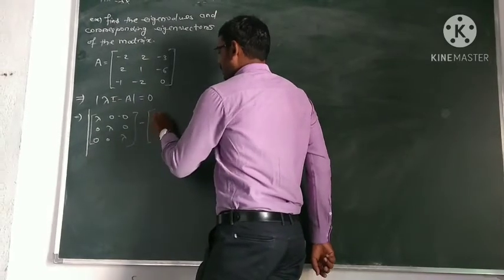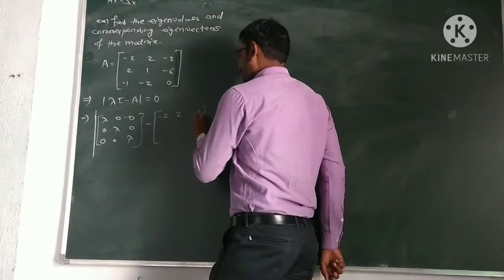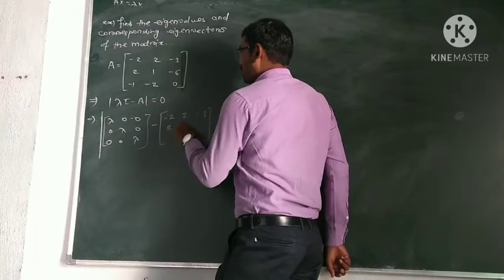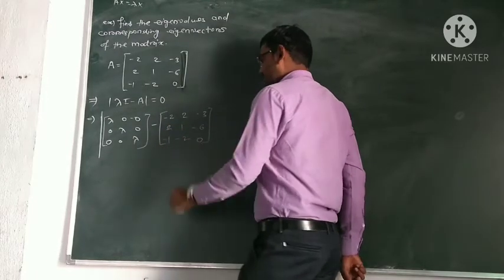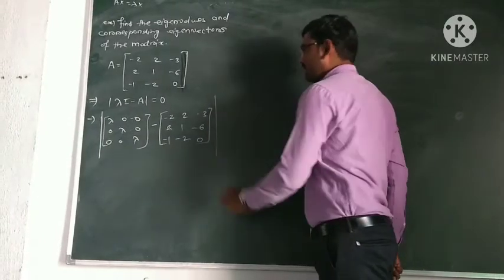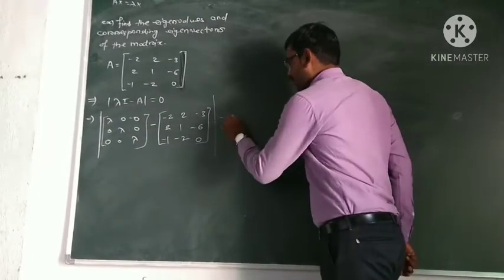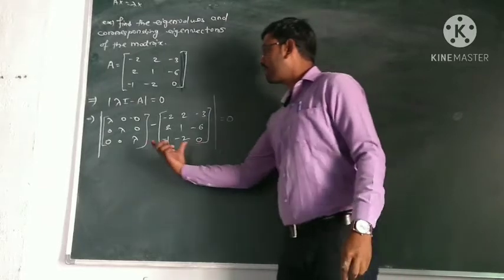A is minus 2, 2, minus 3, 2, 1, minus 6, minus 1, minus 2, 0. Determinant equal to 0. Now we will take the subtraction.